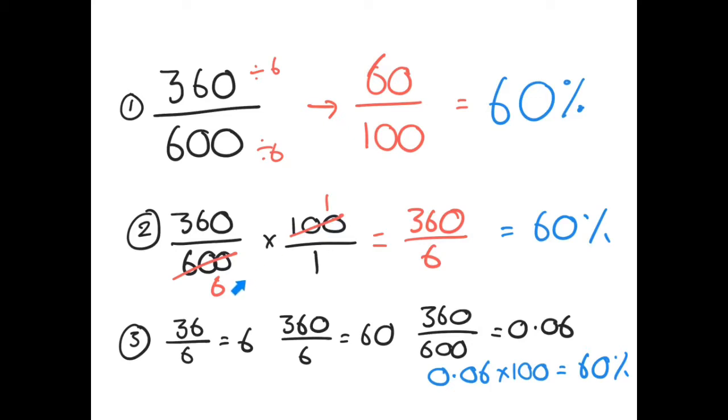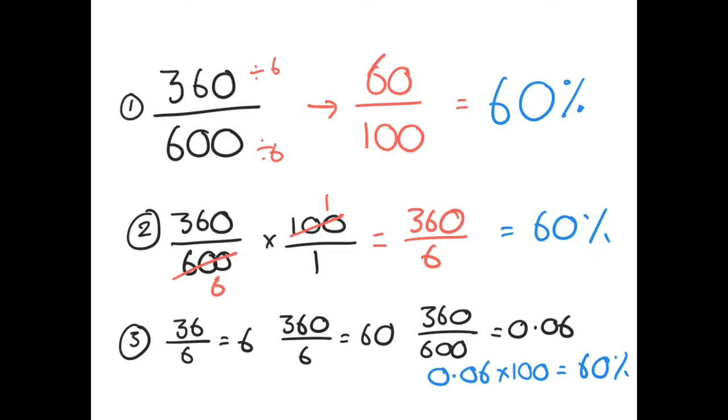I can multiply by 100 again, so I've got 360 over 600 multiplied by 100 over 1. These cancel down, they both divide by 100, so this becomes 1, this becomes 6. And I end up with 360 over 6. Divide it out, I get 60%.